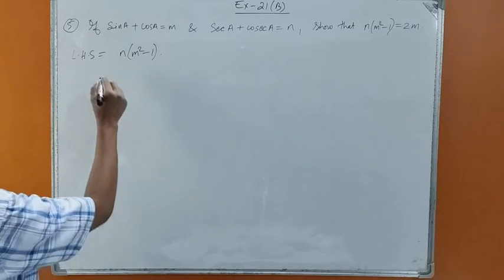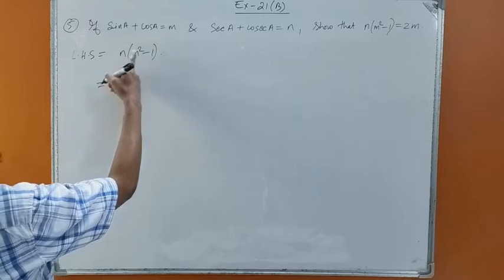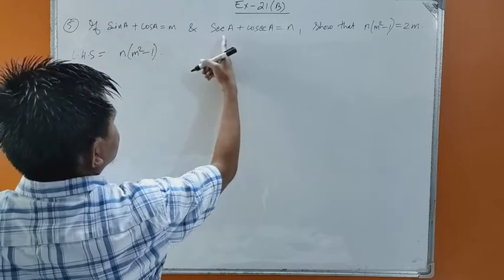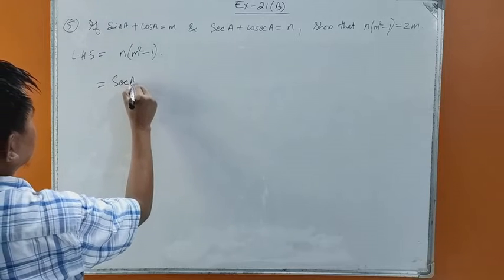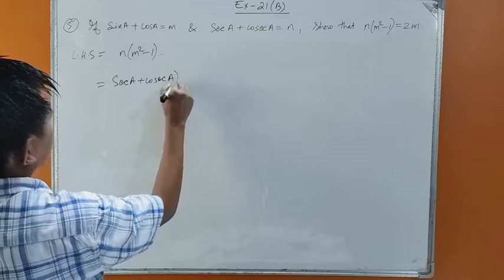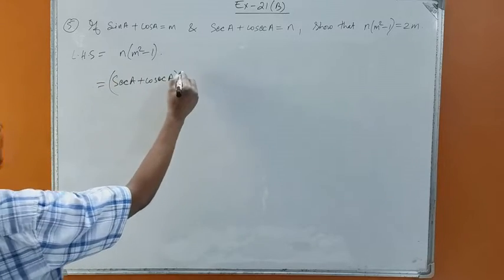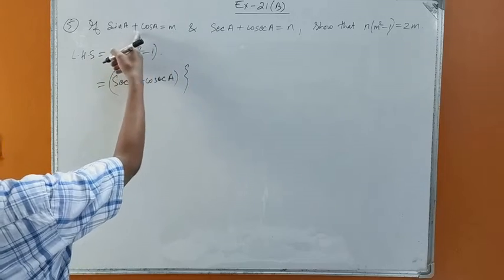Okay, so let's put the value of n and m. What is n? N is sec A plus cosec A. Sec A plus cosec A, this is n. And what is m? M is sin A plus cos A.